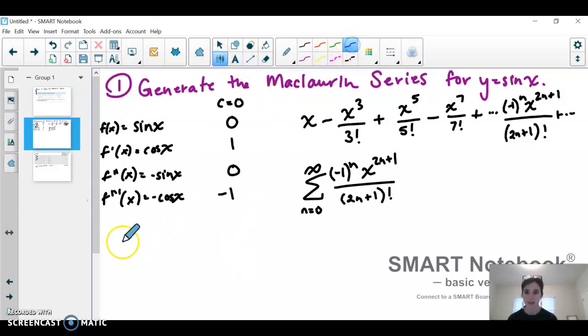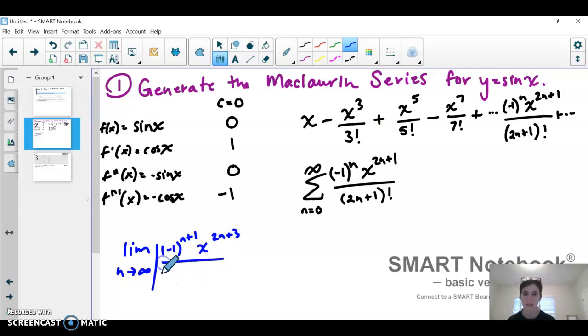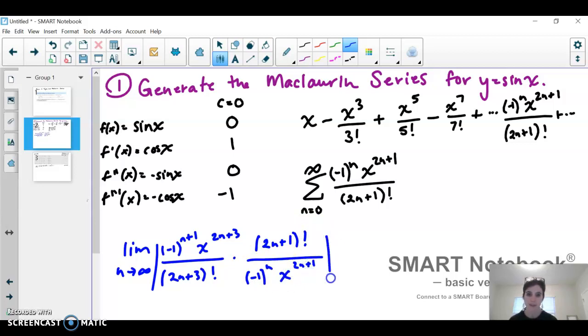All right, so applying our ratio test, we have the limit as n approaches infinity of the absolute value of a sub n plus 1 over a sub n. So we're going to replace n with n plus 1. So we have negative 1 to the n plus 1 times x to the 2 times n plus 1 plus 1. So that's going to be x to the 2n plus 3, right? Don't get that exponent wrong. And then we're dividing that by 2n plus 3 factorial, and we're multiplying by the reciprocal. So we have 2n plus 1 factorial, all divided by negative 1 to the nth power times x to the 2n plus 1. And we do some canceling.